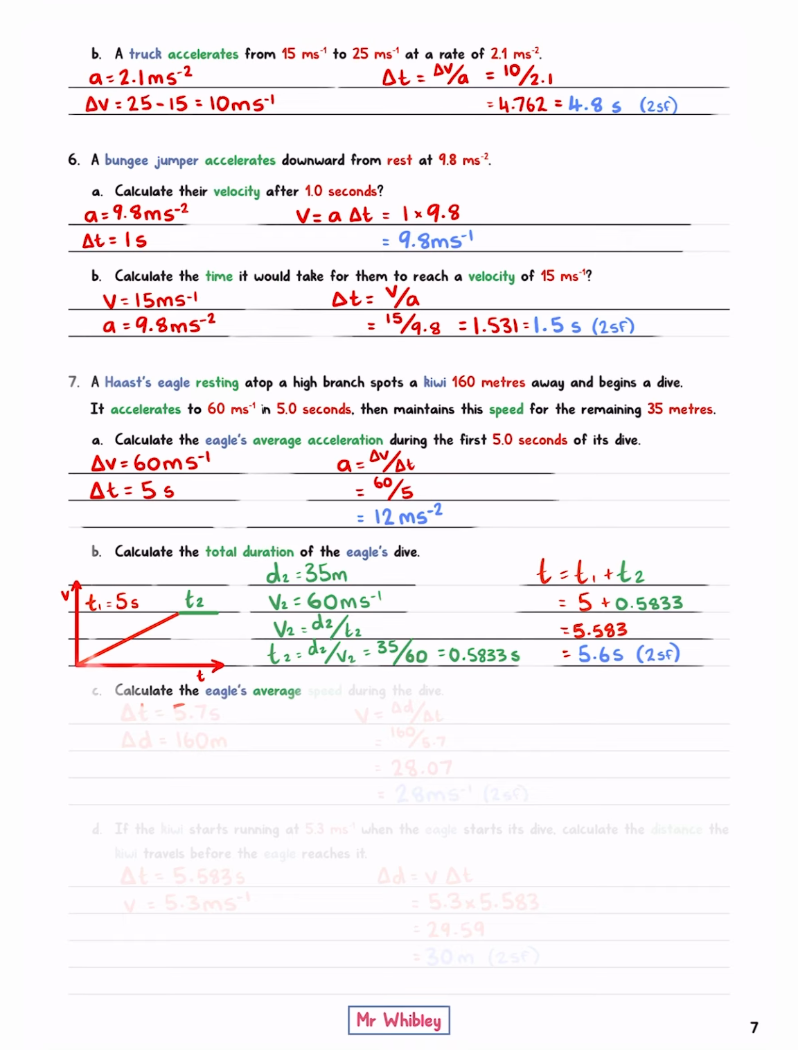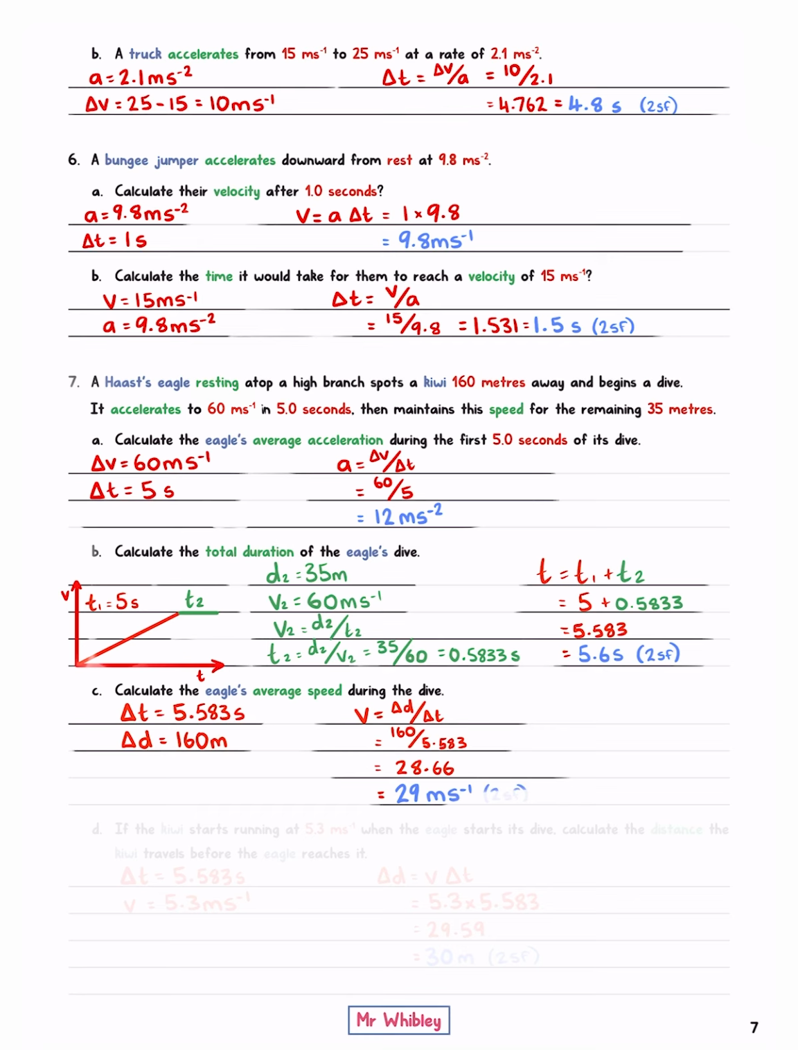Calculate the eagle's average speed during the dive. We have our duration of 5.583 seconds, and a distance to our kiwi of 160 meters. Using our velocity equation, putting these numbers in, gives us 28.66, or 29 meters per second to two significant figures.